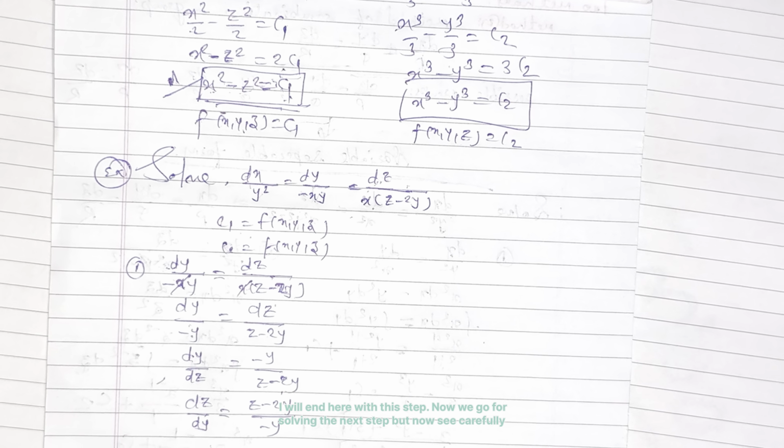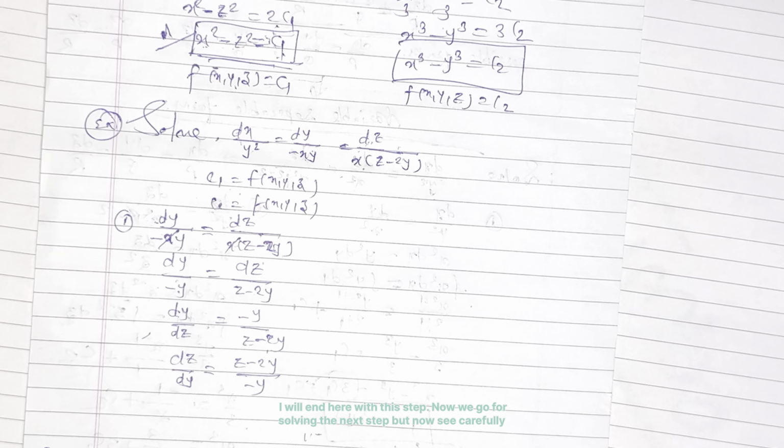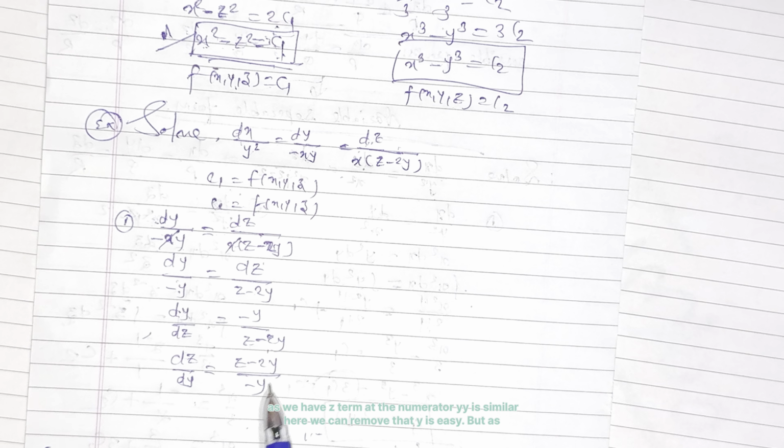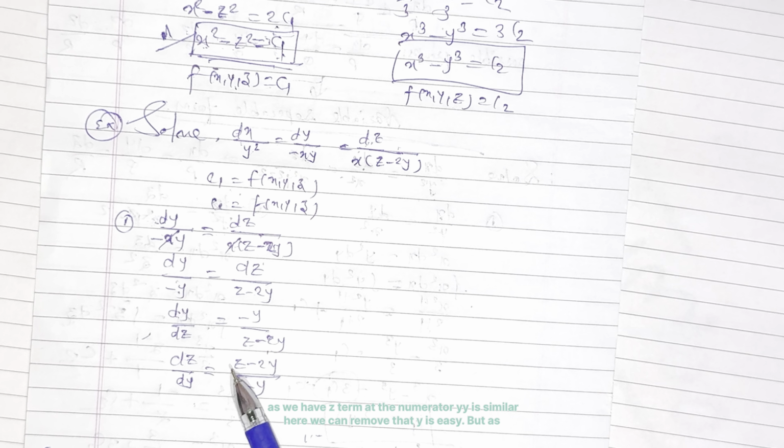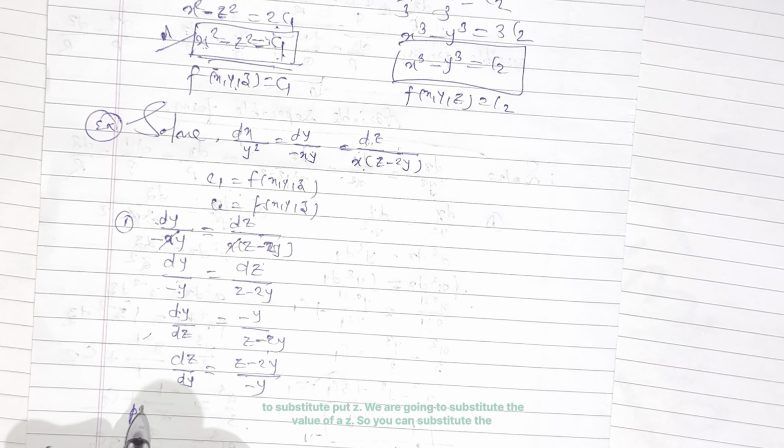Okay, so I land here with this step. Now we go for solving the next step. But now see carefully, as we have z term at the numerator, y it is similar here, we can remove that y easily. But as we have z term here, so we try to go for a substitution of a z term.